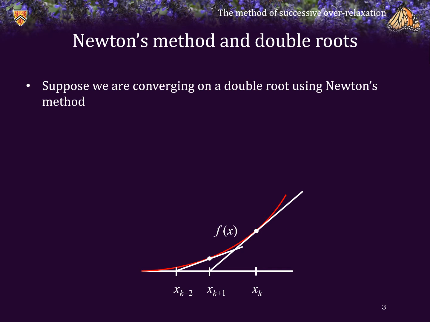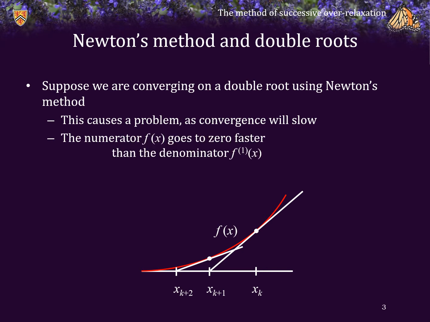What you're going to find is that the rate of convergence actually slows down. It now becomes order h and not order h squared. So this is going to cause a problem because we have a double root. The convergence is slowing. The problem here is that the numerator is going to zero faster than the denominator. So each successive step is going to get smaller and smaller. This is going to slow the rate of convergence, something we'd like to avoid.